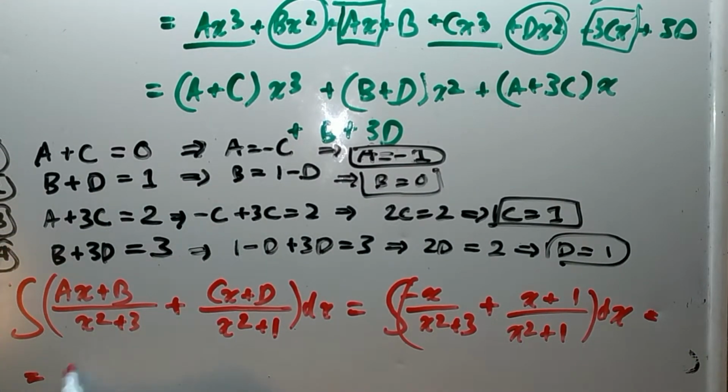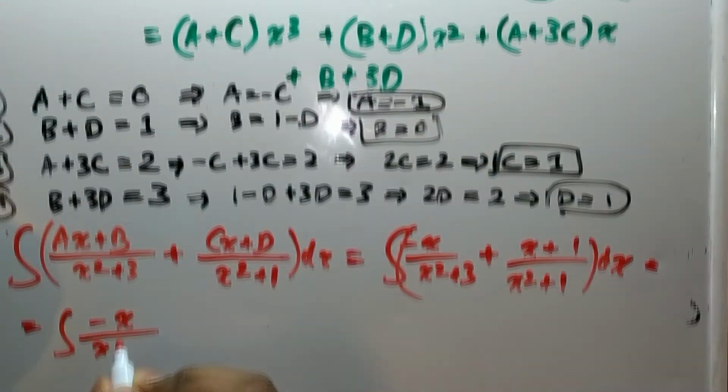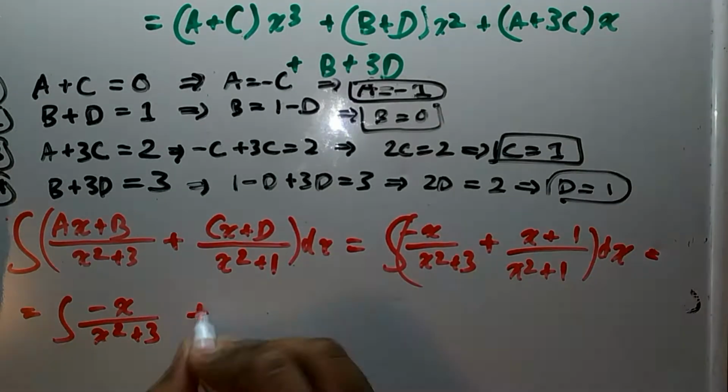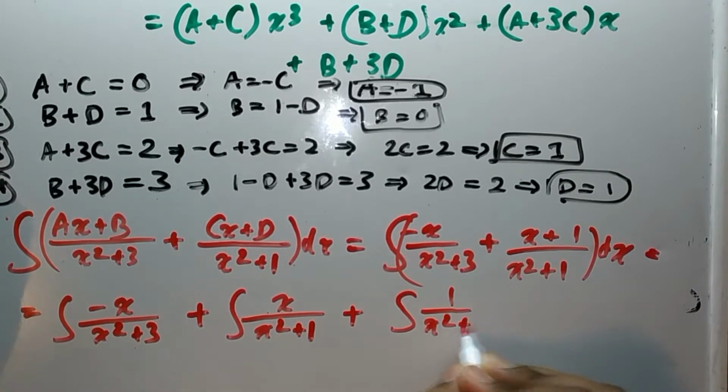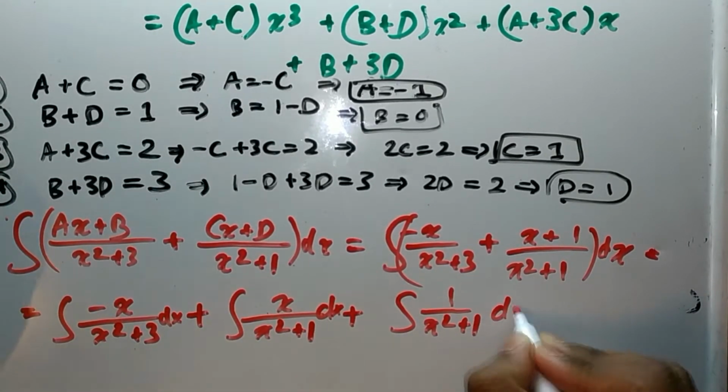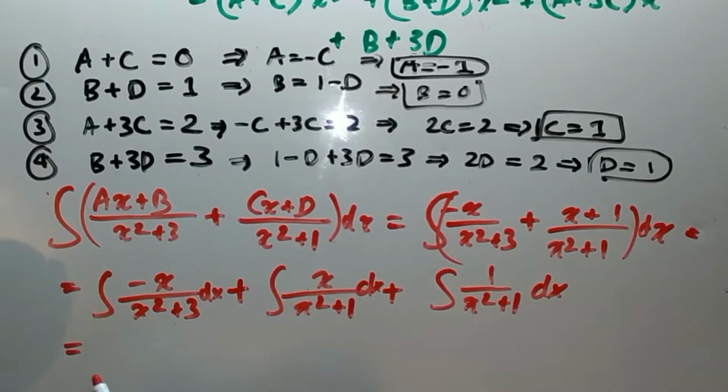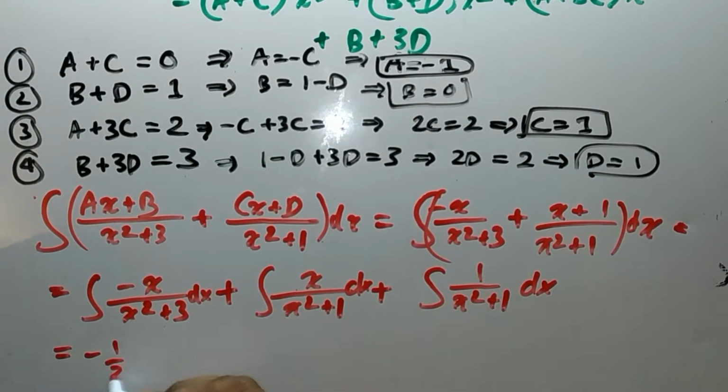And our integral is going to look like that. So let's actually split it up. So it's going to be negative x over x squared plus 3 plus x over x squared plus 1 plus 1 over x squared plus 1. So now we can integrate all of these by inspection.